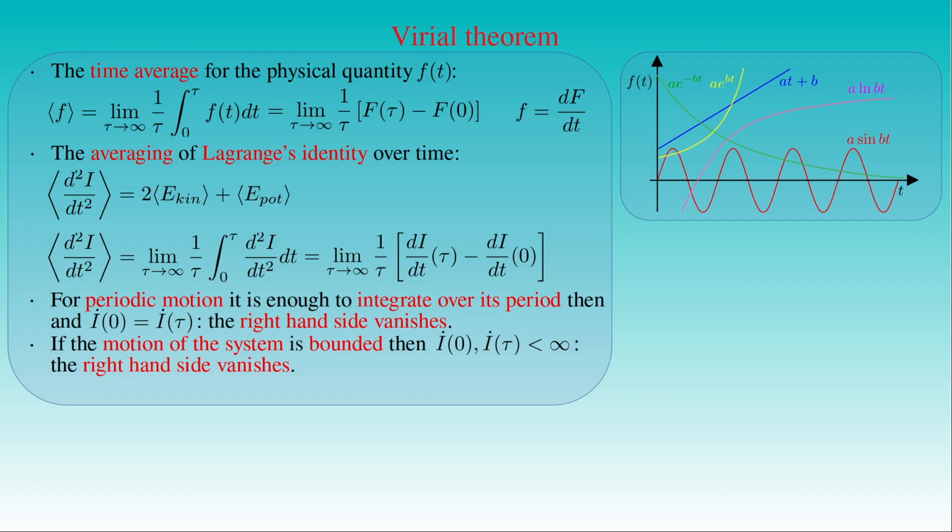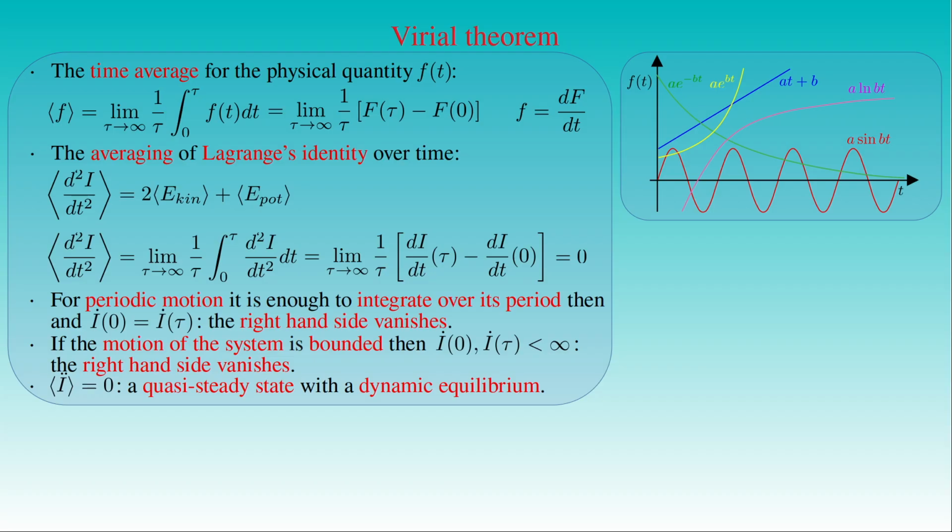As a result, the time average of the left-hand side of Lagrange's identity is equal to 0 for a periodic or any bounded system. The vanishing time average of the second-order time derivative of the moment of inertia of a self-gravitating system describes some kind of quasi-steady state in which the system is in a dynamical equilibrium.